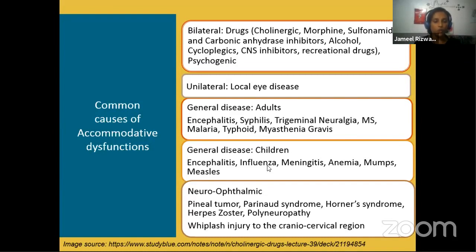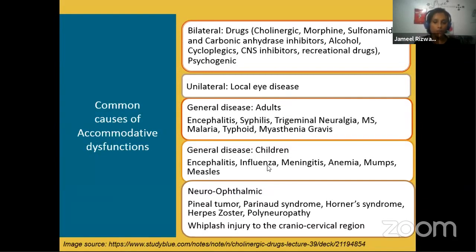So it's always important to know the fundamentals. As we know, in accommodation, any cholinergic drugs, the list is here, can impact accommodation, and even psychogenic ailments. And in adults especially, I have a list of diseases listed here. Whenever you see an acute onset of accommodative dysfunction, or even accommodative dysfunctions which you're not able to figure out, it's important to make sure that there are no viral infections or any of those diseases that I have listed here, including trigeminal neuralgia, multiple sclerosis, or myasthenia.